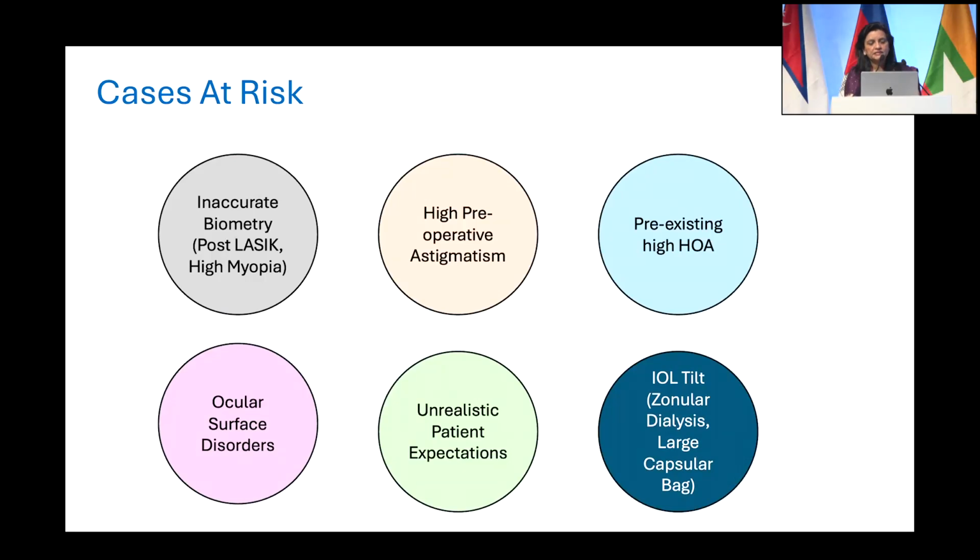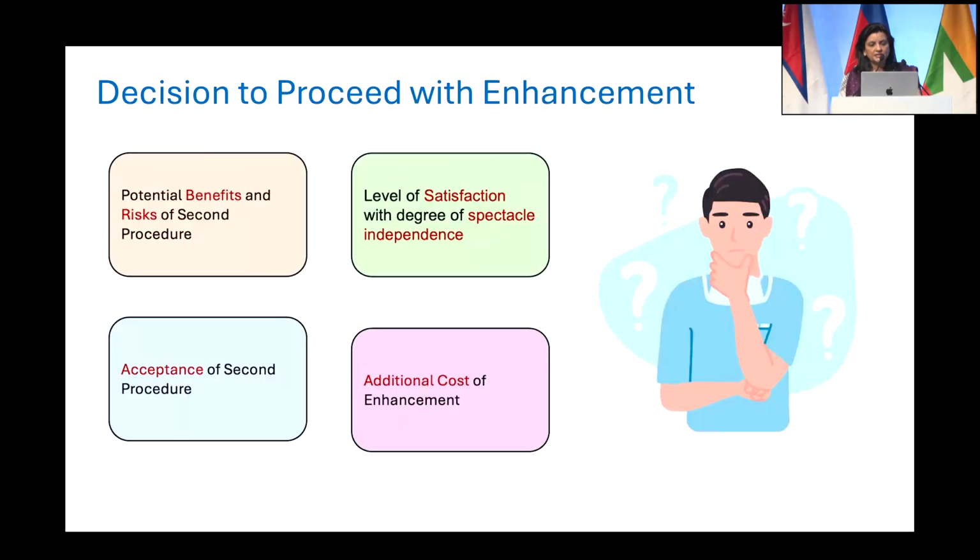There are cases at risk where these residual problems may occur, and this can occur because of inaccurate biometry, especially post-LASIK or in high myopia, or high preoperative astigmatism, or pre-existing high-order aberrations which have been missed, or even ocular surface disorders, unrealistic patient expectations, or sometimes when there is an IOL tilt due to zonular dialysis or a large capsular bag, or there are events such as trauma, etc.